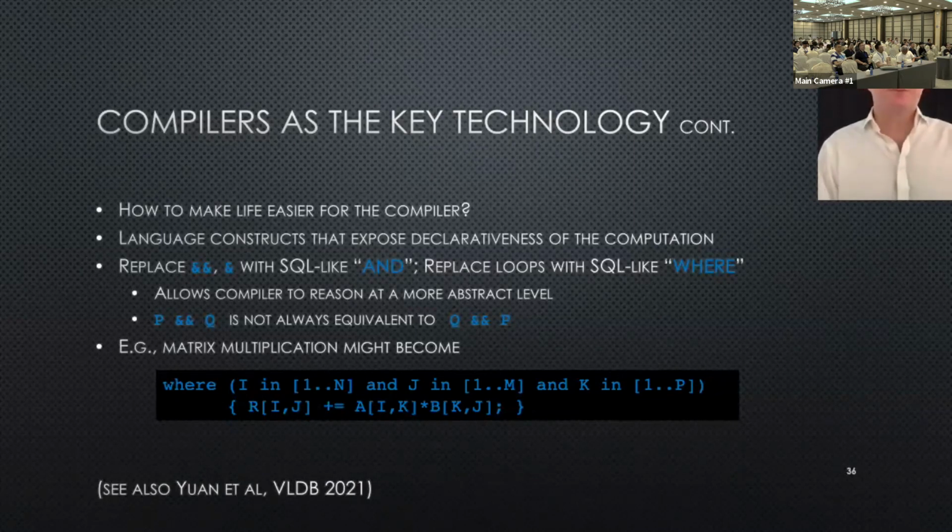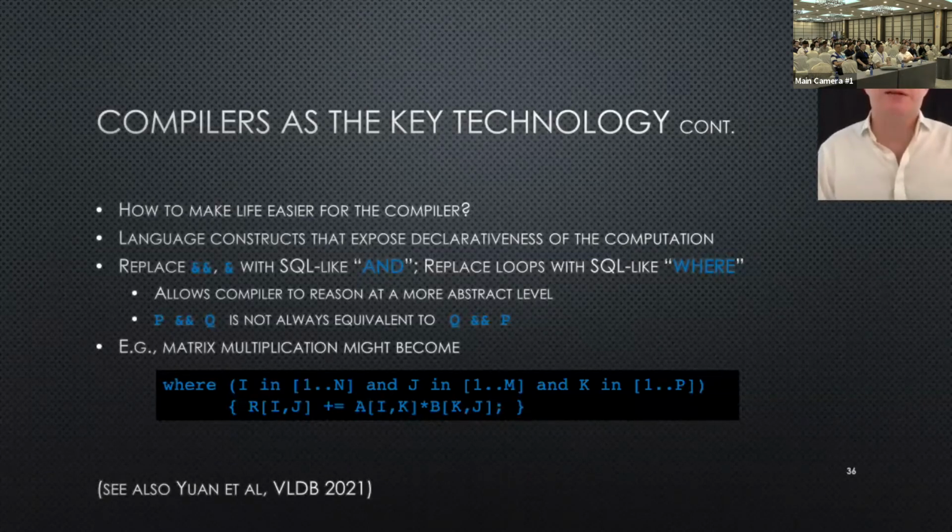It allows the system under the hood to make a whole lot of implementation decisions that your average query writer may not appreciate. So perhaps we can augment our programming languages with declarative features to replace procedural constructs. So for example, the double ampersand and single ampersand, maybe we can replace that with an SQL-like and, and we can replace loops with a variant of a where clause.